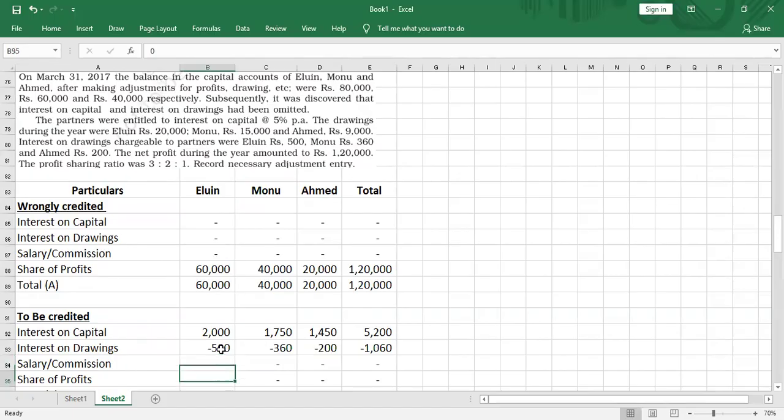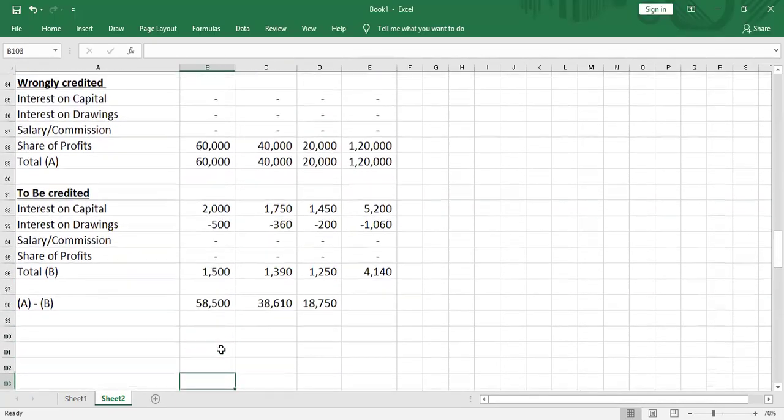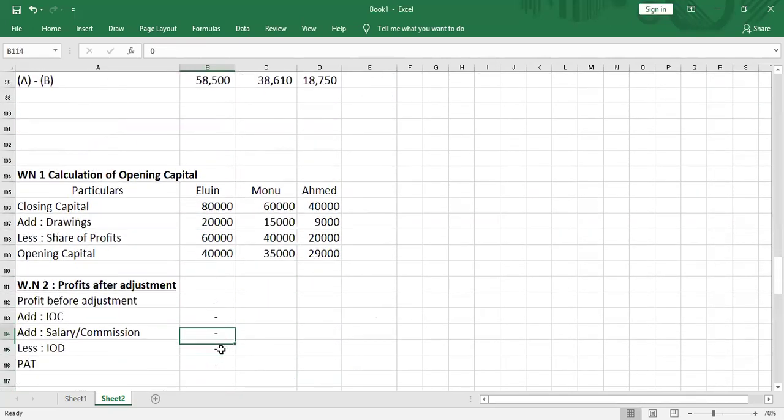Salary or commission is not there in this question, my dear children. And for the share of profits, we'll have to find the new share of profits, for which we do this working note. The profit before adjustment is 1,20,000, and interest on capital is to be subtracted. Salary or commission will be subtracted. Interest on drawings will be added.